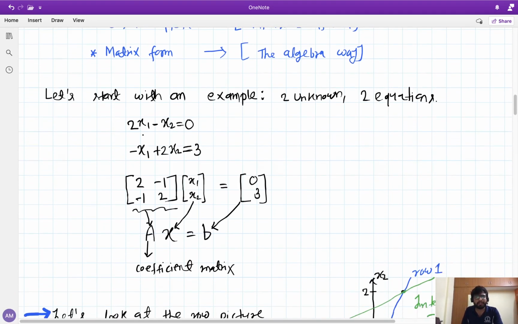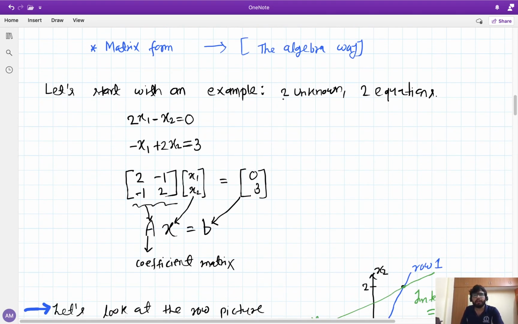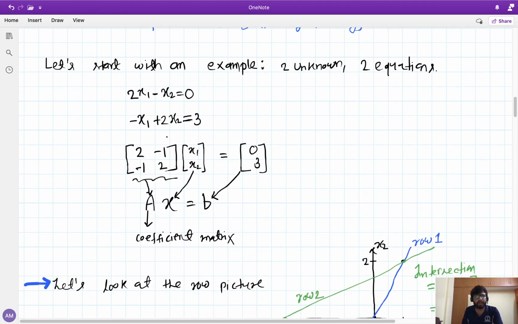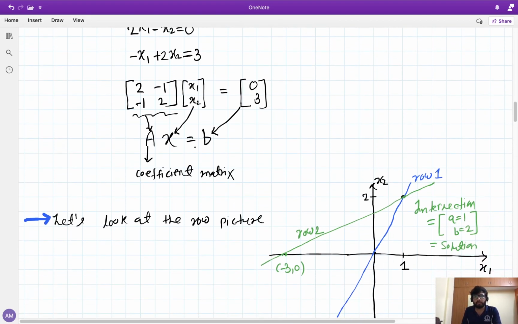So let's take a very simple example. Two unknowns, two equations. Suppose these are the two unknowns x1 and x2, and these are the two equations. And also you can write this thing in matrix form. So you can write something like Ax = b, where A is this coefficient matrix, x is this, and b is this. So let's look at the row picture.